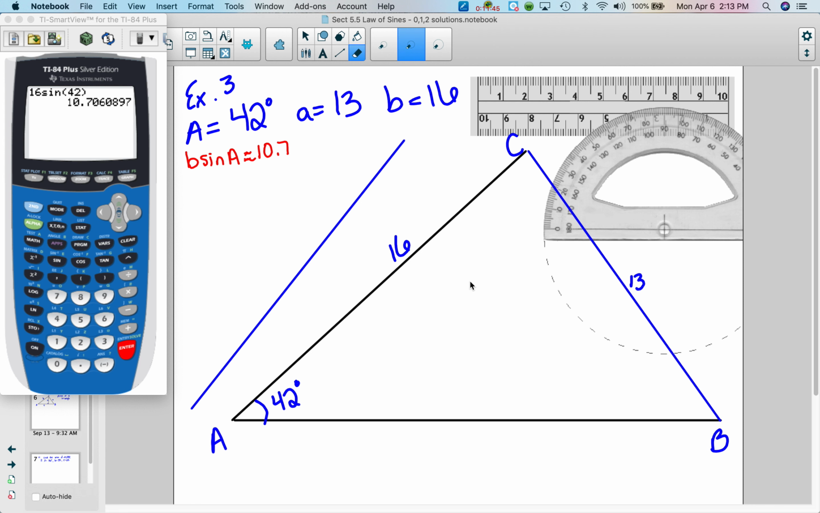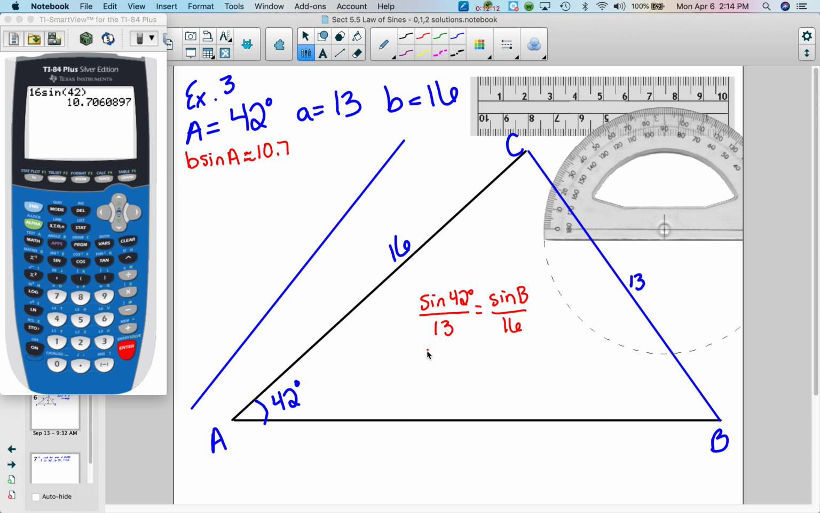So now that we know that, to find the first solution, do just like what you know how to do. I'm just going to work with this triangle right here, and do my work kind of in the middle of it. So we have sine 42 over 13 equals sine B over 16. Make sure you see how I'm doing that. And now I'm going to solve.